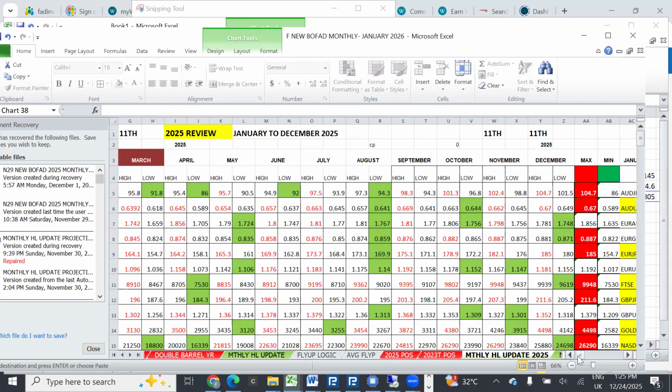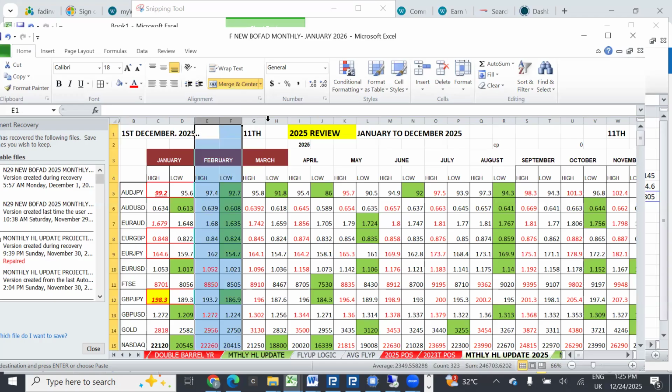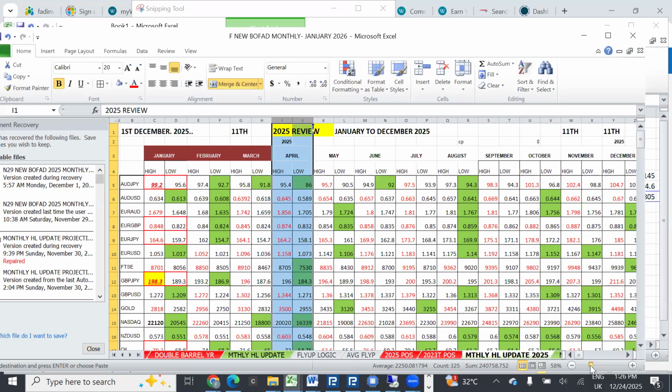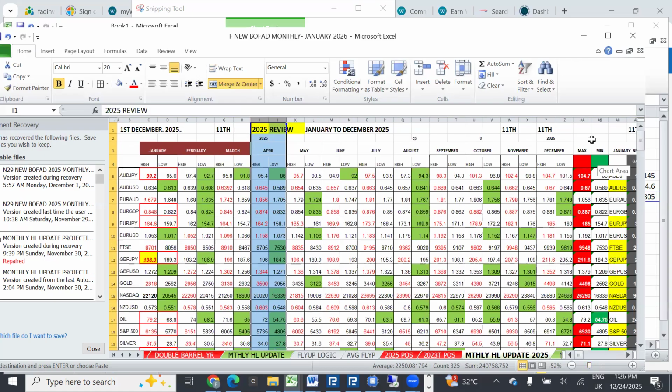Good, perfect. So this is our monthly high and low for every month: January, February, March, April, and all the rest until December. Here you can see we have the maximum for the year and the minimum for the year. So this is every month's performance that's been updated here.